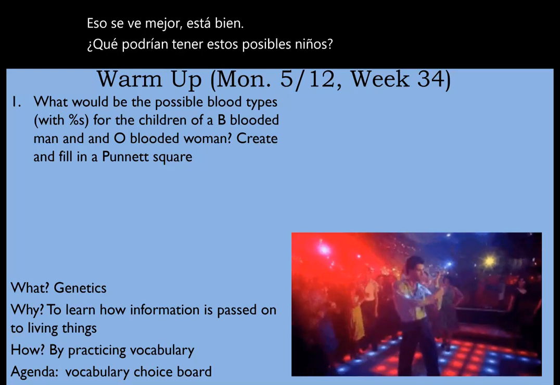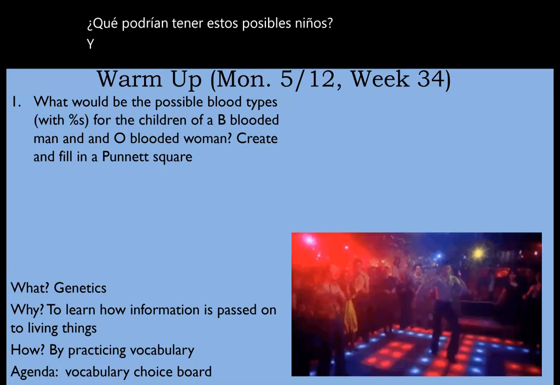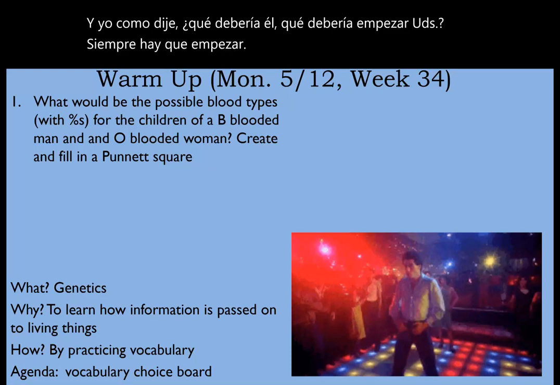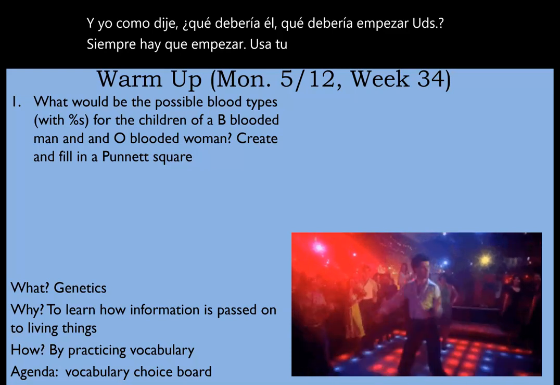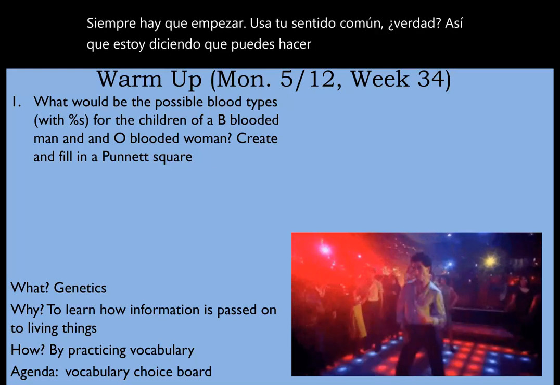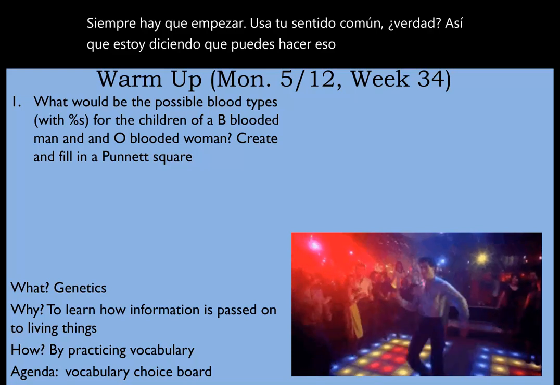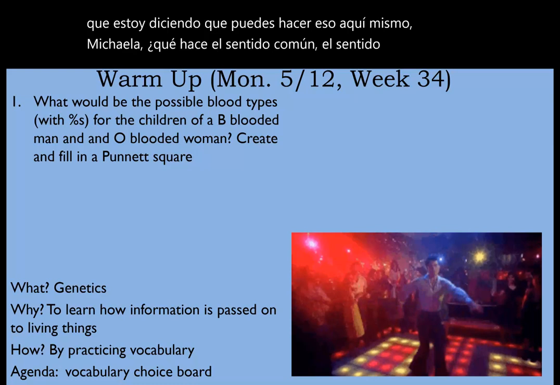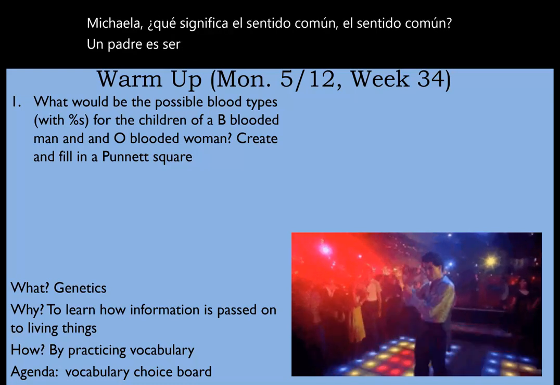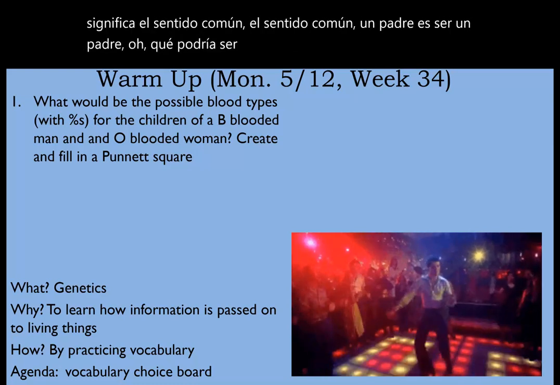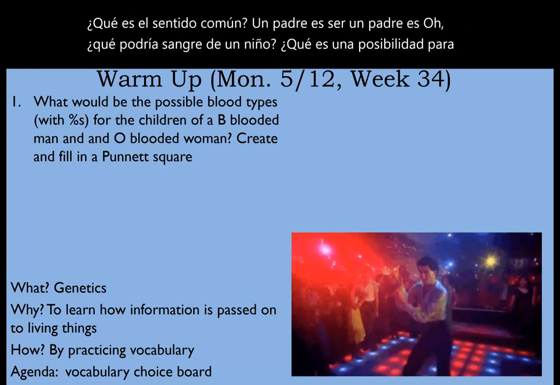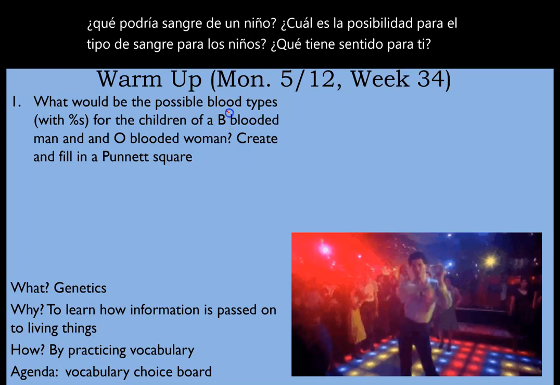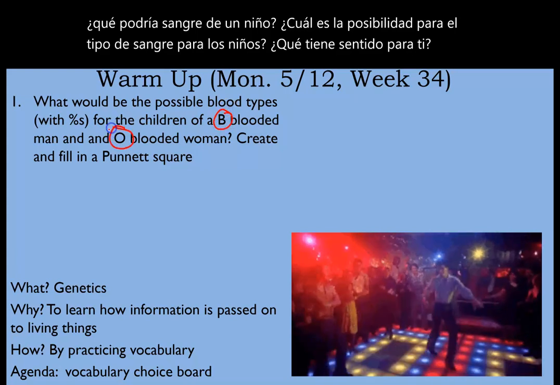And like I said, what should you start? You should always start out, use your common sense, right? So I'm saying you can do that right here. Michaela, what? Just common sense. One parent is B, one parent is O. What's a possibility for the blood type for the kids? What makes sense to you? One is B, one is O.